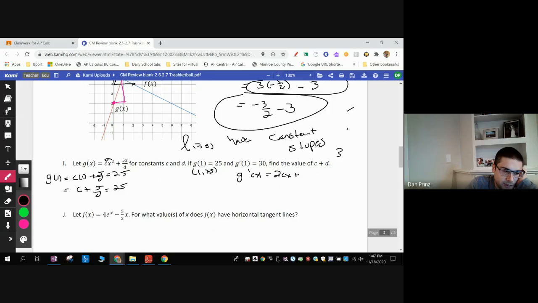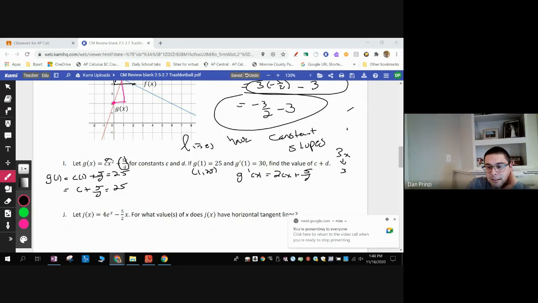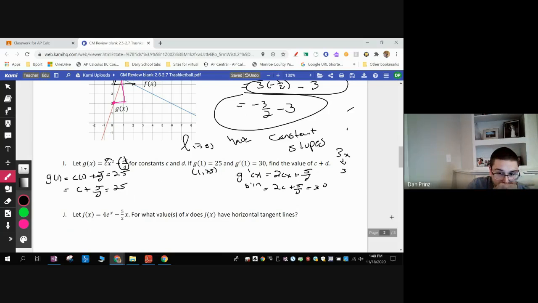Here, what's the derivative of 3x? Cassie, what's the derivative of 3x? 3. Thanks, kiddo. Number in front, right? 5 over d is a constant. I know you want to do something with the d, but the derivative is 5 over d. It's just a number in front of an x, just a constant, see? Oh, tricky. So you end up with 2c plus 5 over d, with x equal to 1, so g prime of 1 equals 30. Okay?